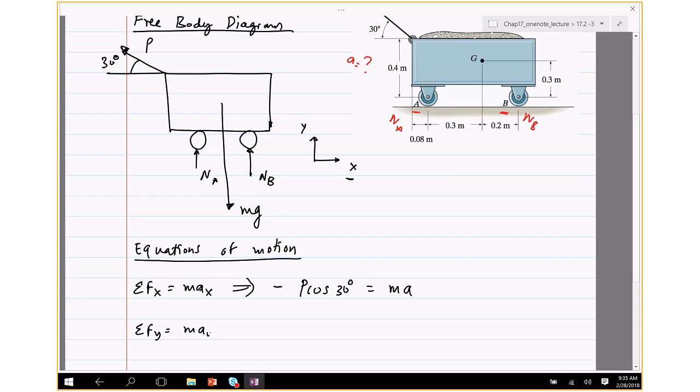Next equation is F equals ma in the y direction. So now I would have P sine 30 degrees acting upwards, so it's positive. There is NA upwards, NB upwards, and then there is mg downwards equals mass times acceleration in the y direction, but the acceleration in the y direction is 0, so it's 0.